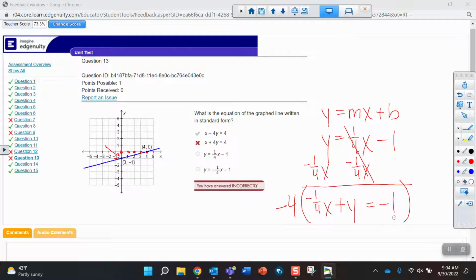So now I'm going to move underneath here. -4 times -1/4 is +1, or just x. But I have to multiply everything by that -4, or I'm changing the equation. So -4 times y is -4y, and -4 times -1 is +4. So you can see it's this answer choice here.